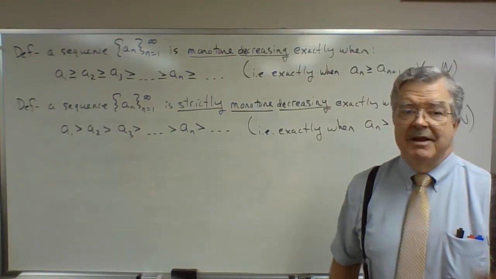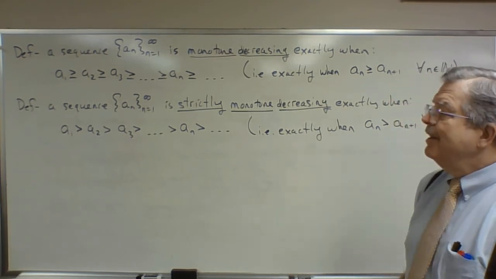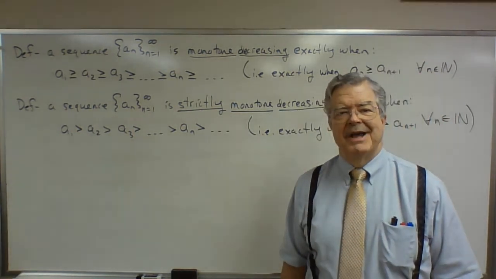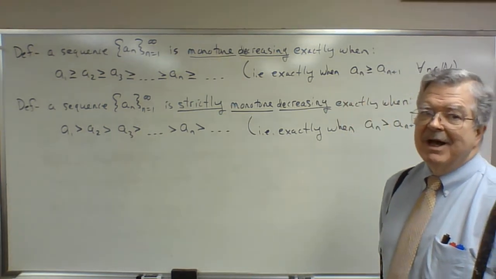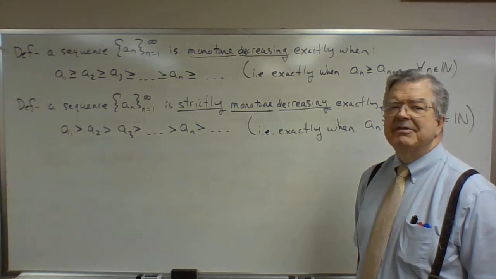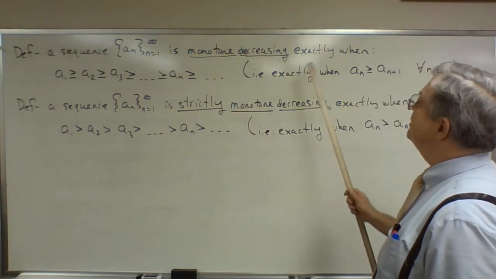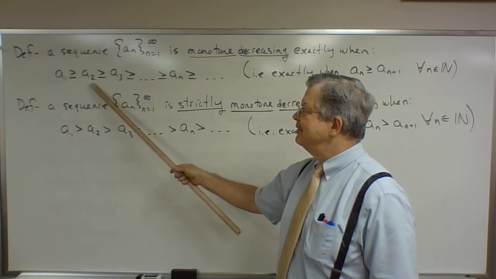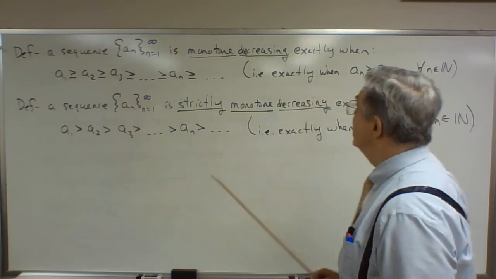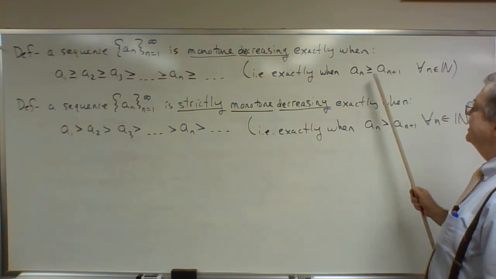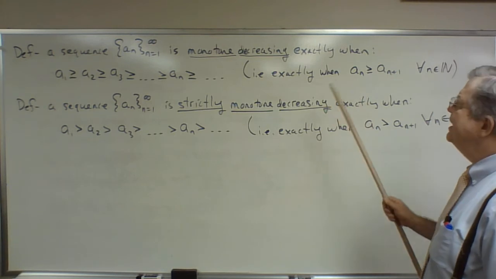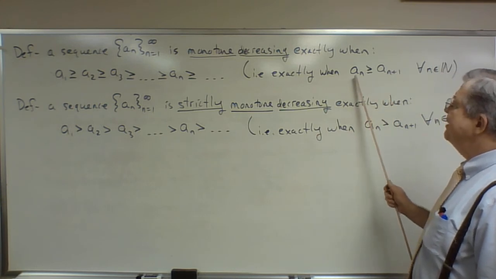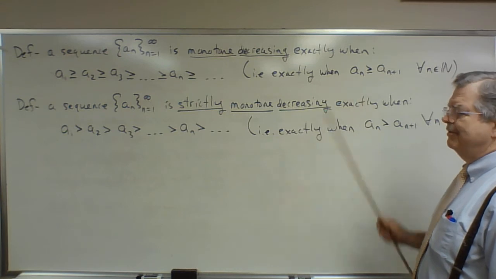Okay, now you had to know that this was coming. We defined monotone increasing and strictly monotone increasing. So now we have to define monotone decreasing and strictly monotone decreasing. And the definitions are analogous. A sequence is monotone decreasing exactly when A sub 1 is greater than or equal to A sub 2, which is greater than or equal to A sub 3, and so on. Exactly when each term is greater than or equal to its successor. So every term is greater than or equal to the term that comes after.